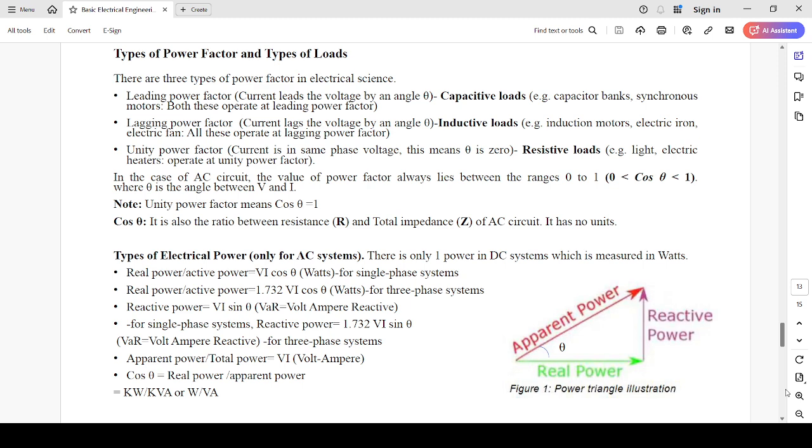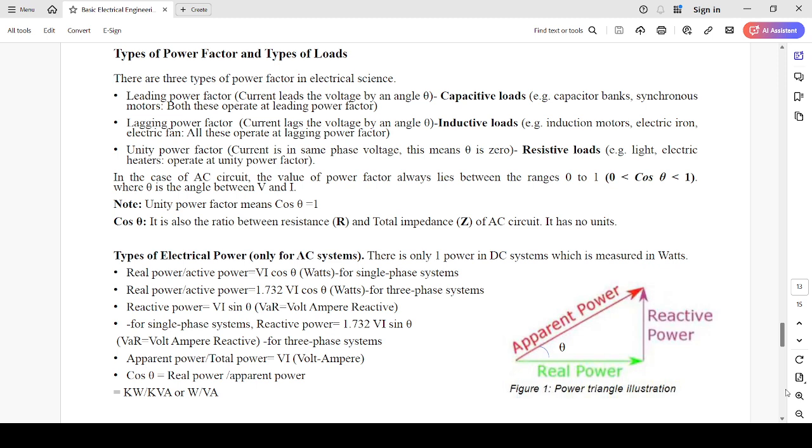So in case of AC circuits, the value of power factor always lies between 0 and 1. Unity power factor means cos theta is 1. Cos theta is calculated by the formula R upon Z. You can see in a power triangle, we are representing the real power by the horizontal line, the reactive power by the vertical line, and the apparent power by the hypotenuse in this right angle triangle.